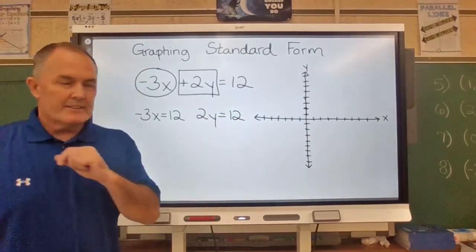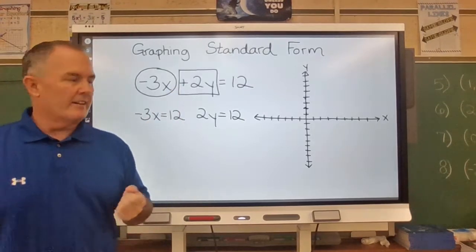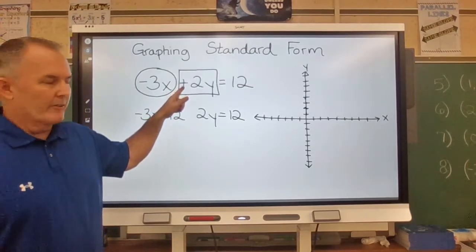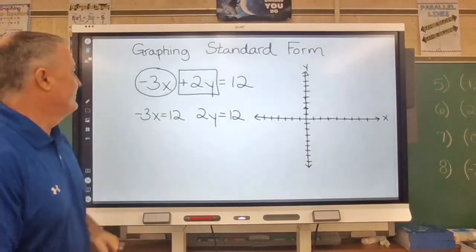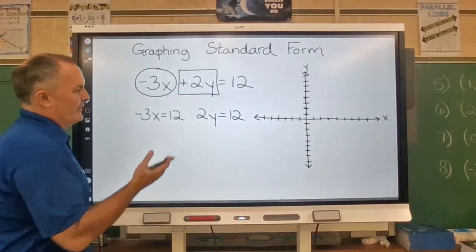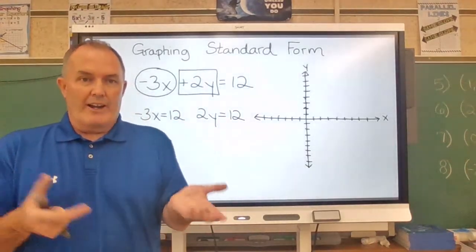Now you might have noticed when I put the box around the second term, I also included the operation sign. Because if that's a minus sign right there, I'd have to put the minus sign out in front, and that would make that a negative 2.